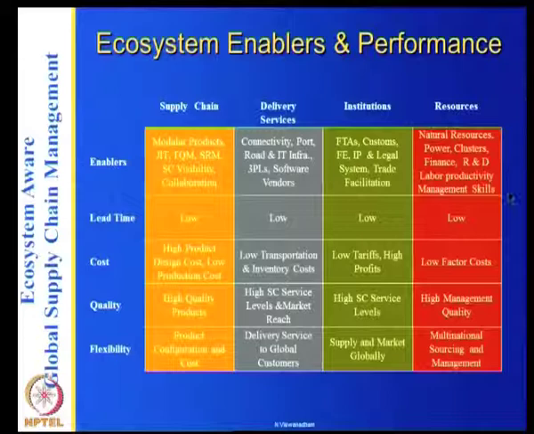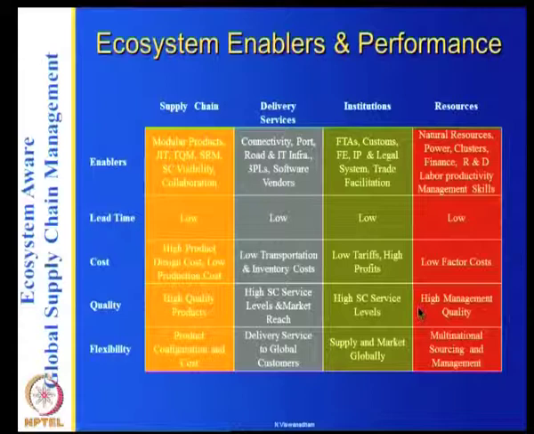Similarly, flexibility, product configurations and cost. You can supply various configurations of products, so there is flexibility. There is delivery service to global customers, because your delivery services are good, and you supply and market globally, that is the institutions. And the resources are multinational sourcing and management. It becomes possible because the flexibility increases because of multinational sources and so on. So the flexibility in terms of institutions is because you can supply and market globally.